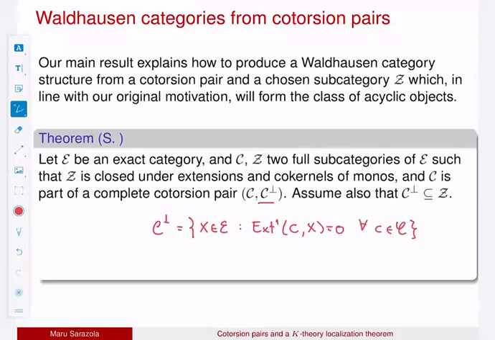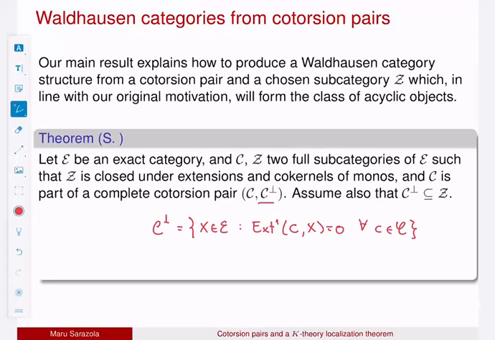So you can take the orthogonal complement of C. That's something that you can always do, but there's no guarantee that this will form a cotorsion pair, because remember we have this maximality condition, and there's really no guarantee that the perp of the perp will be C. It could be something bigger.